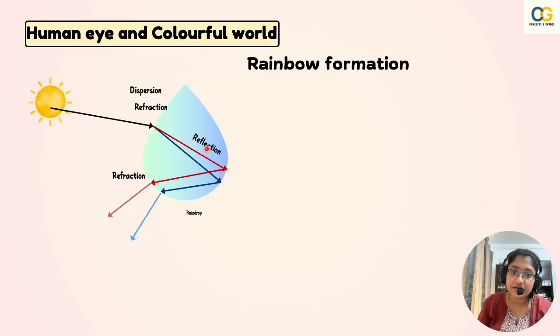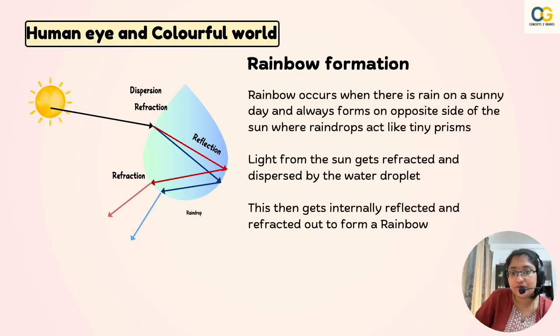Once it's refracted, it undergoes total internal reflection inside the raindrop, and it gets refracted out as a rainbow. That is how you can see a rainbow formation that occurs. Okay, and the dispersion of light explains the rainbow formation.